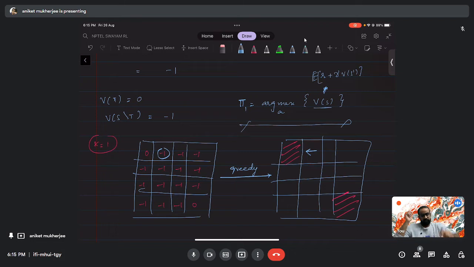So the greedy policy is you don't care about this. You just want to go to a state where your rewards are maximized, where the value of the state is maximized. So the greedy for this is the left one, right? So the second state, what is the policy? Left again. I have -1. It doesn't matter really.